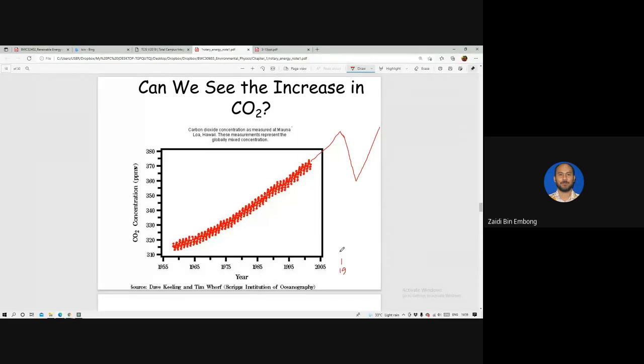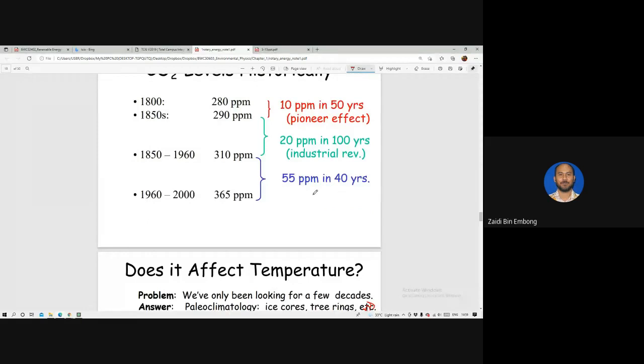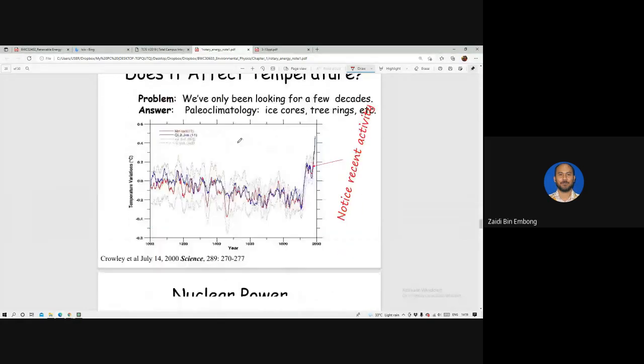Okay, a very simple analogy. Look at cars only, the number of cars on the highway. All right, then the CO2 level in history, all these things, this is the evolution of the CO2. Okay, the effect on temperature.